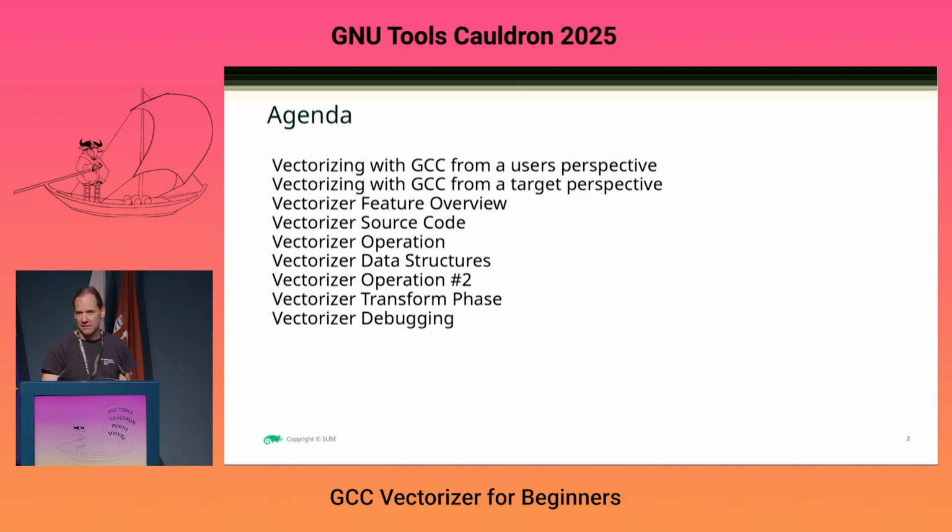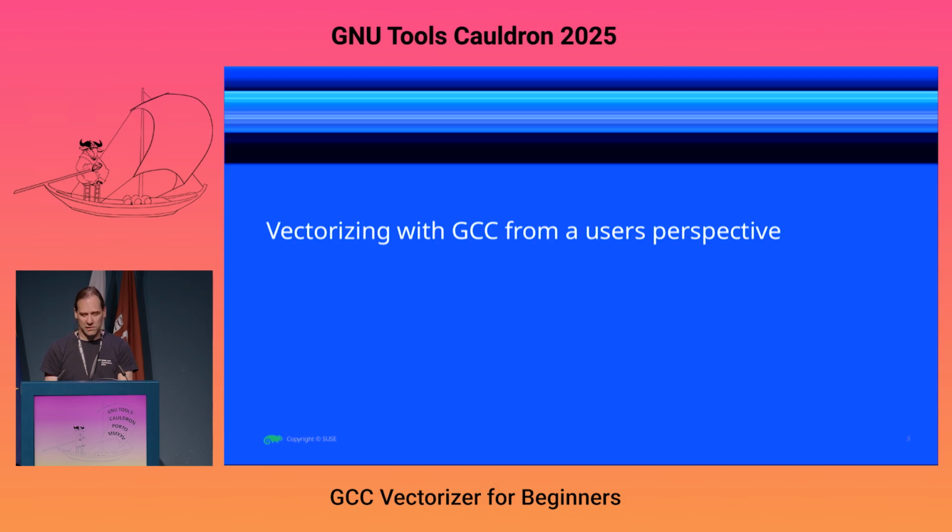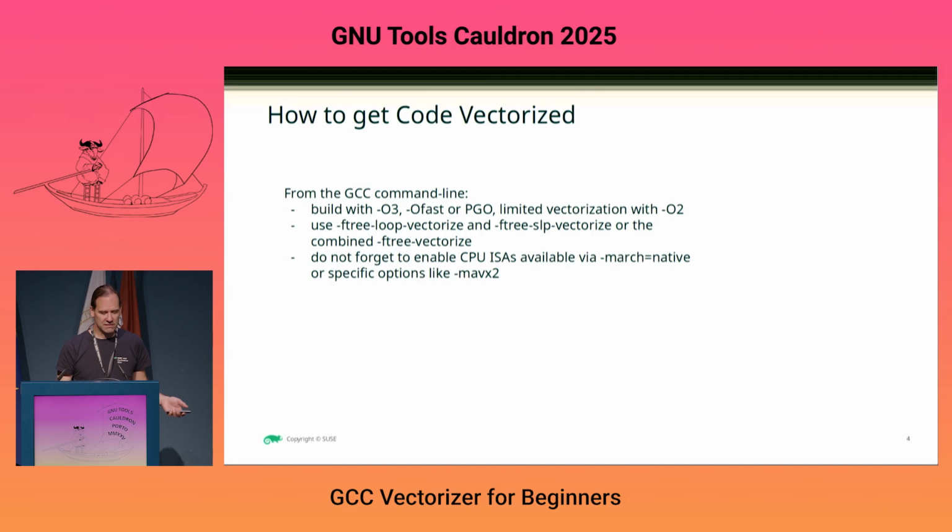And at the very end, when you're doing something in the vectorizer, you're going to break stuff. So you need to somehow figure out what went wrong. And that section contains actually only very few hints. So in the end, it's going to be sitting down in the debugger and figuring out what goes wrong. But there are some helpers in the vectorizer code and also in GCC in general that will help you with this. So let's start with the first part, which is how do users interact with the vectorizer.